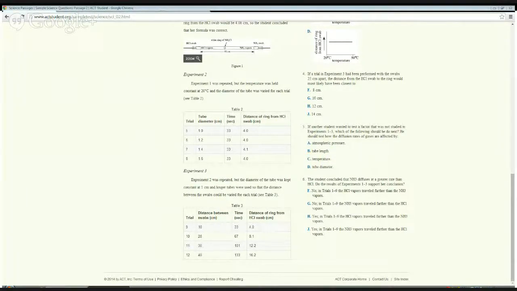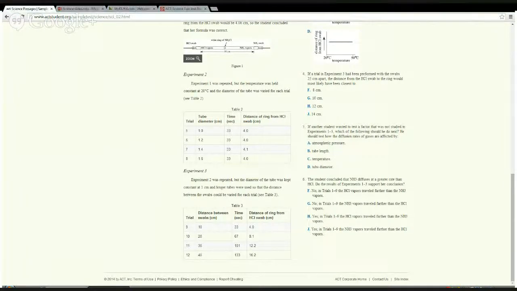Question 5 asks, if another student wanted to test a factor that was not studied in experiments 1 through 3, which of the following should he do next? He should test how the diffusion rates of gases are affected by. So in other words, which thing have they not tested yet in these experiments? The answer is A, atmospheric pressure.